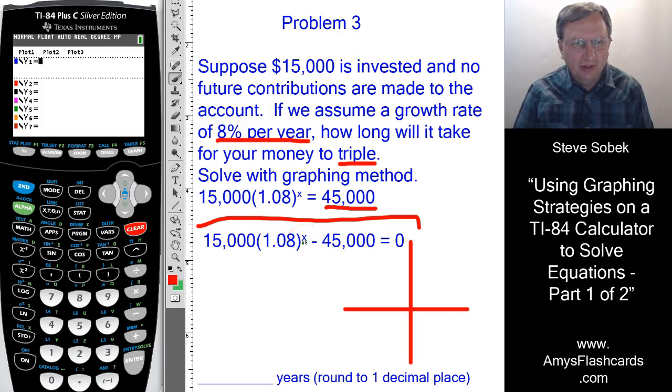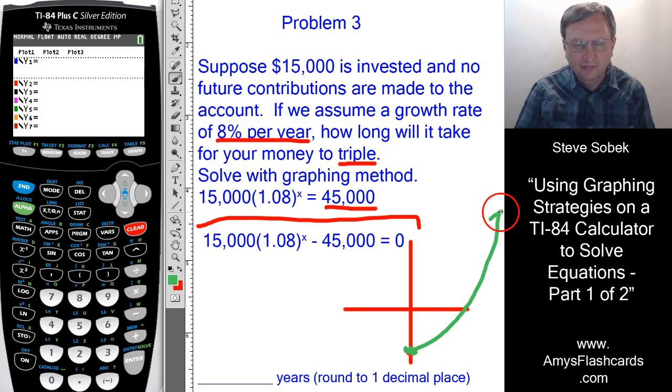When x is 0, anything to the 0 power is equal to 1, so we're left with 15,000 times 1, or 15,000 minus 45,000, or negative 30,000. So it's going to pass through the y-axis down here at negative 30,000, and it's going to grow exponentially, going uphill like this.